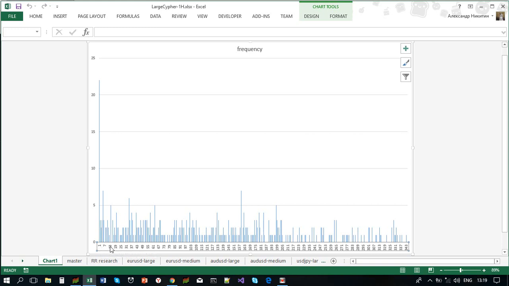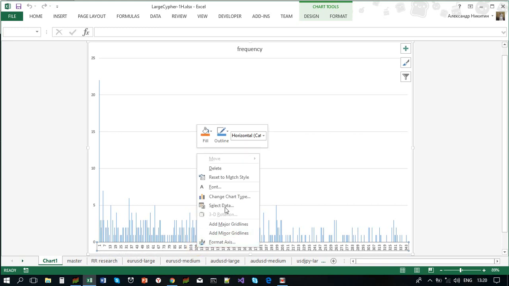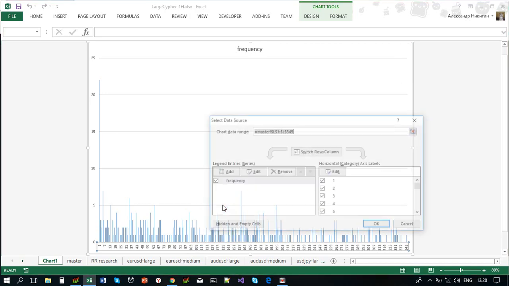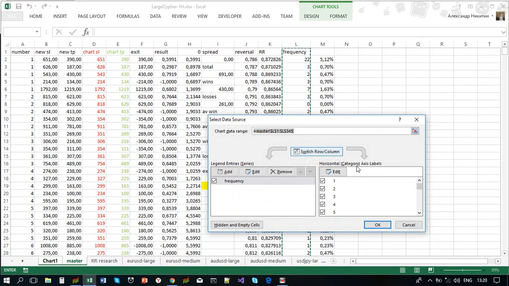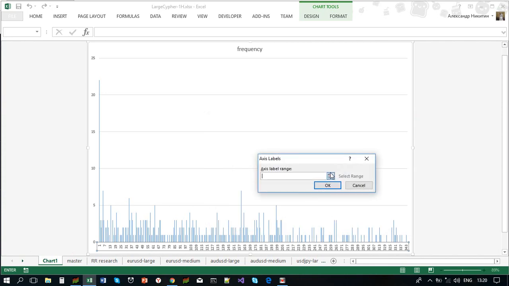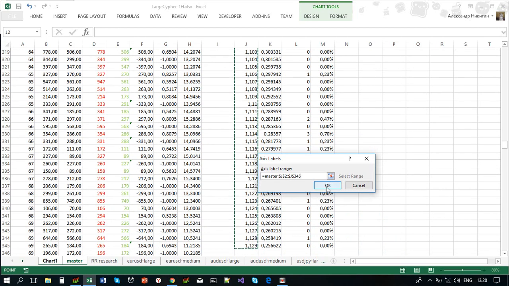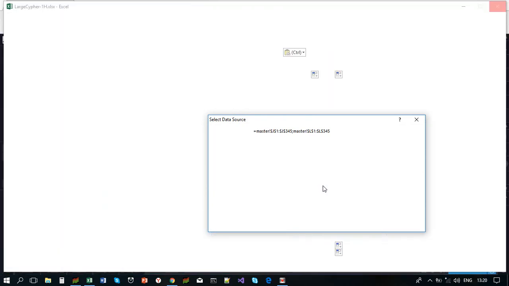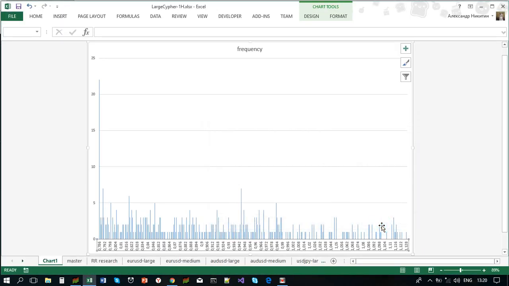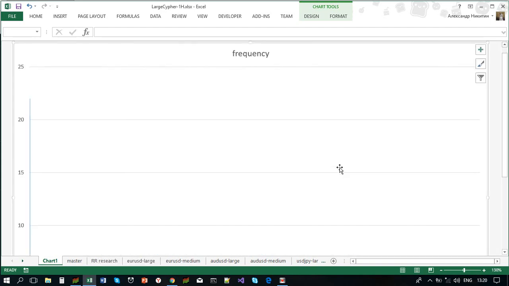Right now it calculates as 1, 2, 3, 4, 5, 6, 7. It's not okay for me, so let me go to select data on this chart and edit the axis range. The axis range should be from the reversal. Perfect. Thinking a bit, come on. Okay, and now it shows me this.